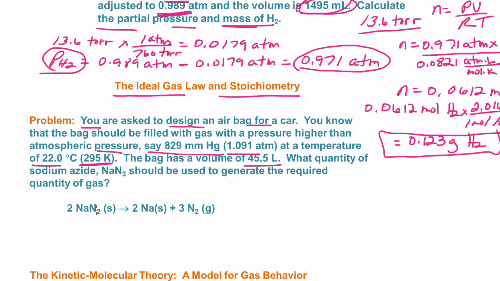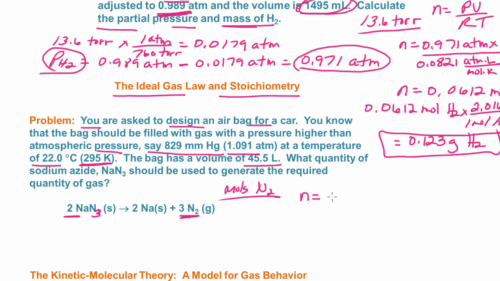Oh, I just noticed that here we should have a 3. This is the balanced chemical equation: 2 sodium azide, 2 sodium, 3 nitrogen. That's good. So we need to know how much of this in grams do we need to generate the required amount of gas. So we use our equation stoichiometry. The first thing we need to do is find the number of moles of nitrogen. So we can do that again using the ideal gas law.